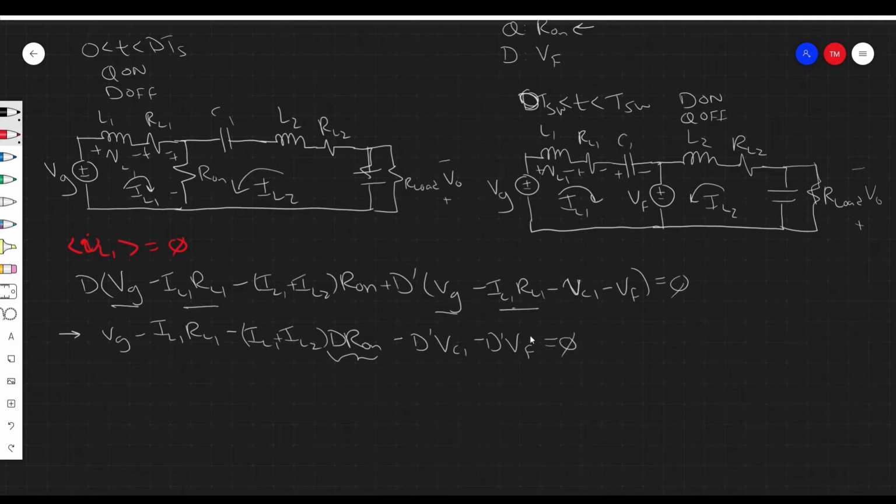And this will be our equation 1, right? And that's going to form a loop. So the next thing we do is IVSB for VL2. And again, it says that the average voltage applied to the inductor over one switching cycle is equal to 0.